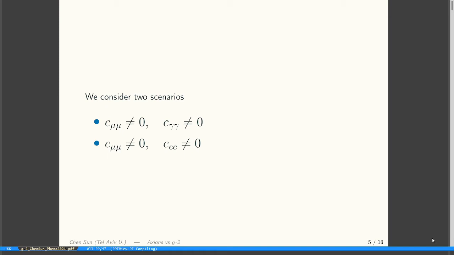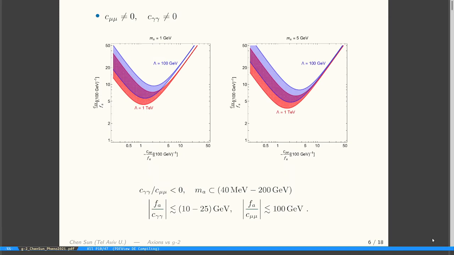But let's look at two cases. One is that the axion couples to muon and photon. The other is that the axion couples to muon and electron. In the first case, in both plots I'm showing, the x-axis is the axion-muon coupling, and the y-axis is the axion-photon coupling. The only difference between these two plots is that the axion mass is chosen to be different for different benchmarks. And the band corresponds to the parameter region where the muon G-2 could be explained by these operators. And immediately you notice that they require the axion decay constant, or in other words, the axion coupling to photon and to muon, to be fairly large. In general, they need to be larger than roughly 100 GeV inverse.